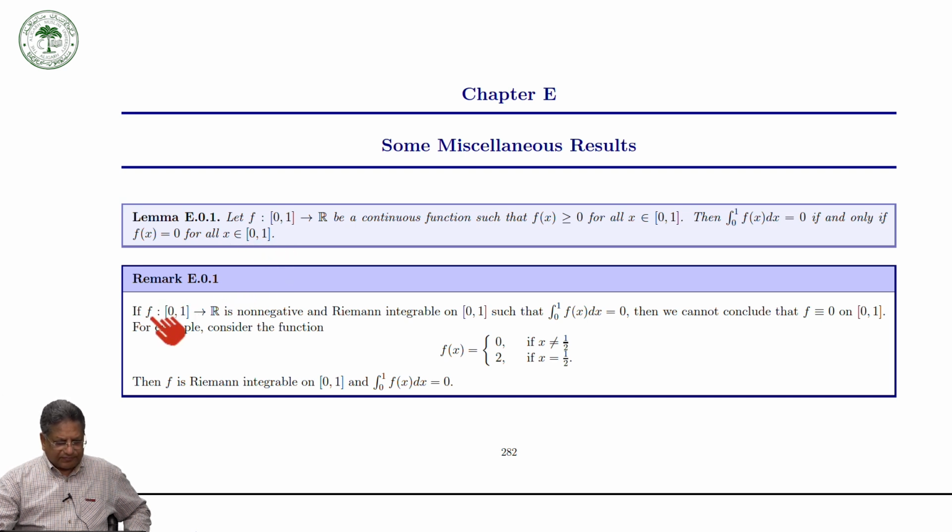Now, if f is a function from the closed interval [0, 1] to R that is non-negative and Riemann integrable on [0, 1] such that the integral from 0 to 1 of f of x dx is equal to 0, then we cannot conclude that f is the zero function on [0, 1]. For example, we can consider f of x equal to 0 if x is not equal to half, and equal to 2 if x is equal to half. Then f is Riemann integrable on [0, 1], and the integral from 0 to 1 of f of x dx is equal to 0.